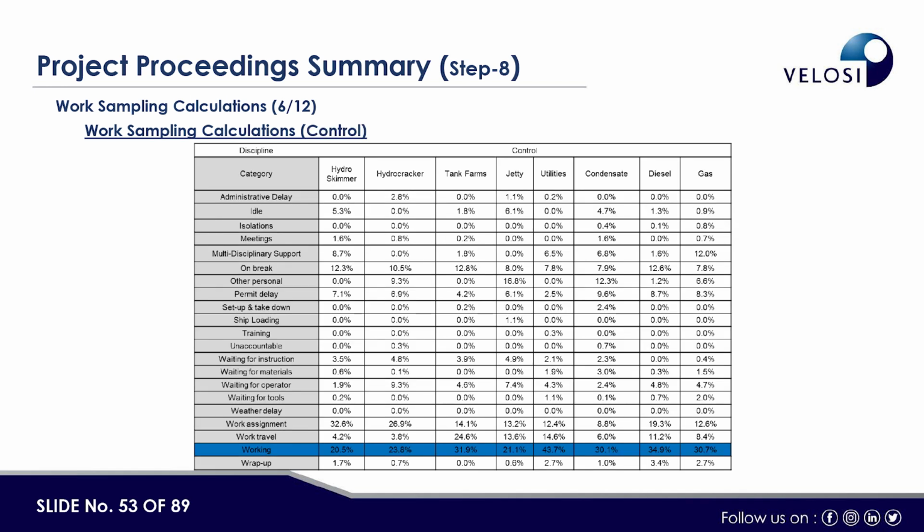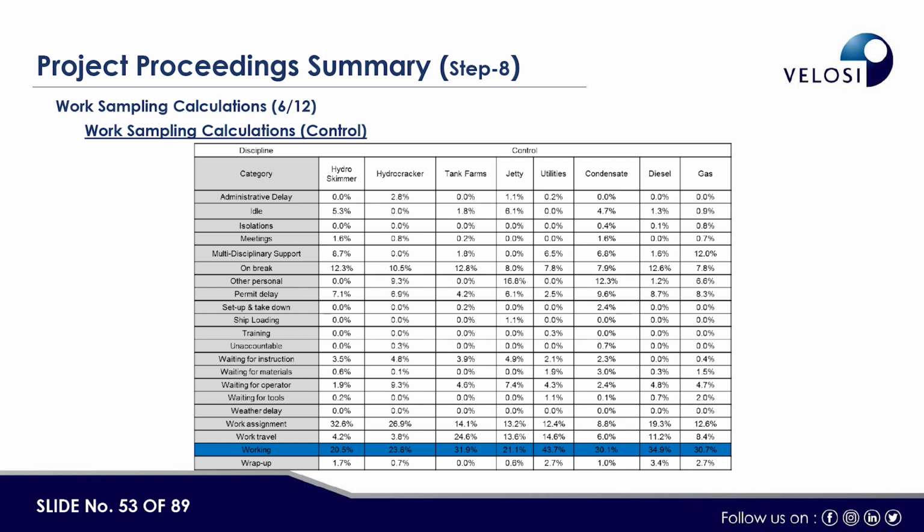Here, same aspect, control. The previous one was electrical; this is control. From a working point of view, only 20% in the hydroskimmer, 23% in the hydrocracker, 31.9% in the tank farm, 21.1% in the jetty, utilities better at 43%, condensate 30, 34 and 30. If you see this, from a discipline point of view, the electrical wrench time is better than instrumentation, and it also varies from one area to another.